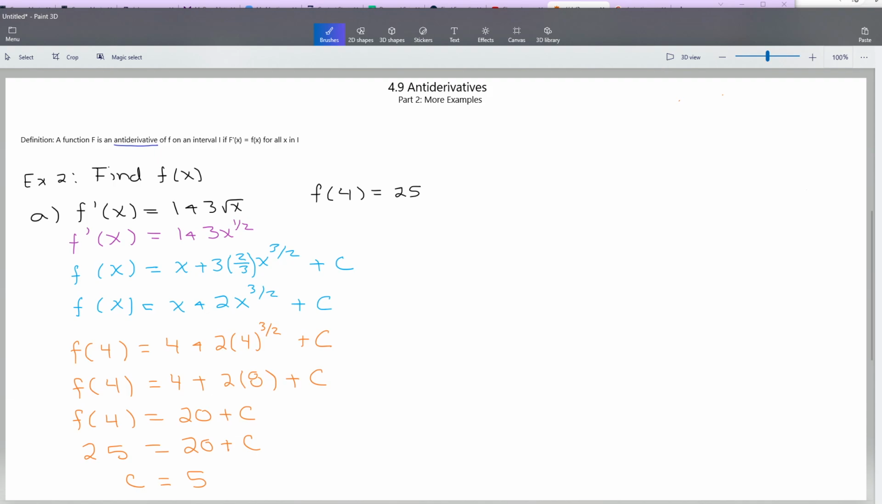So I can go back to my original antiderivative, f of x, and say that f of x equals x plus 2x to the 3 halves plus 5, right? So I can find the most general antiderivative, and then if I'm given some other information, which is often called initial information, then I'm able to actually find my constant c. Let's do another example like this.